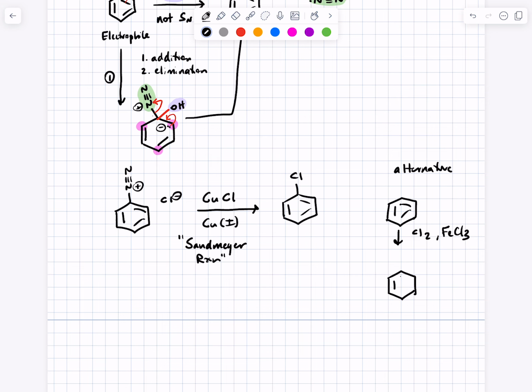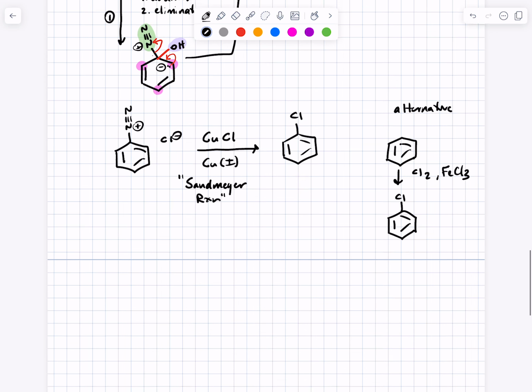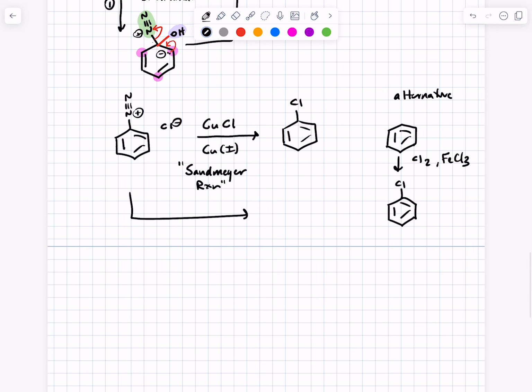But that involves using chlorine, which is a gas, and FeCl3, which is a pretty reactive Lewis acid. So if you've got other functional groups in your molecule that are highly sensitive, say to chlorine gas or the iron catalyst, this might be an alternative way to deal with that. There are variations to this. If you use copper bromide instead of copper chloride, you can get the resulting bromo.